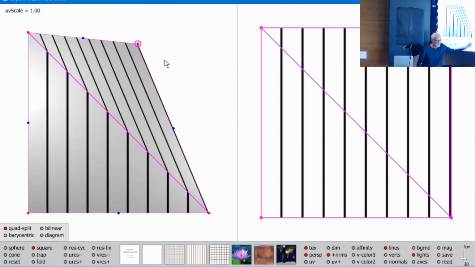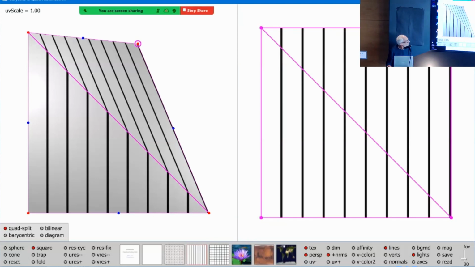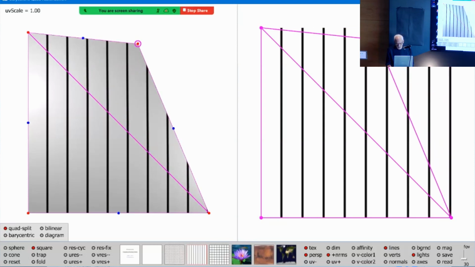this triangle, and that is why we see this discontinuity. Now, we can compensate for that. I can go over here, and I hope you can see this little magenta point here. It's basically saying this is where the upper right-hand corner should be. If I move it to where it says it should be, then all of a sudden we see that the discontinuity goes away.